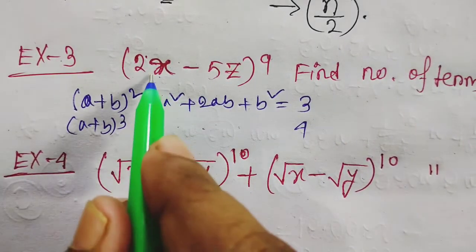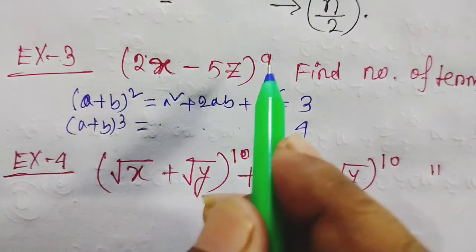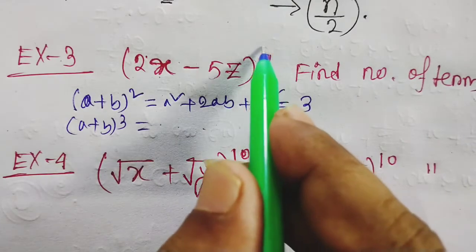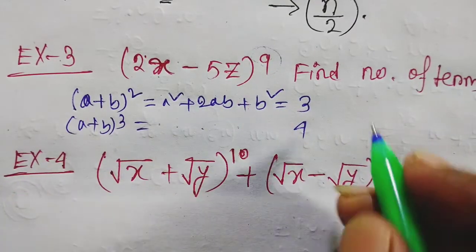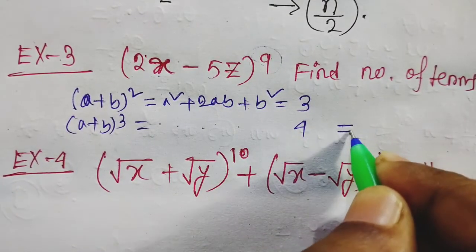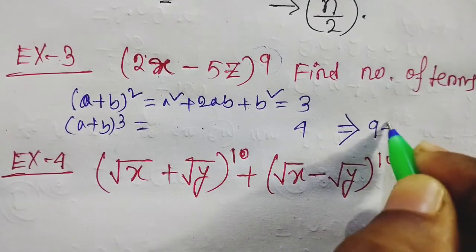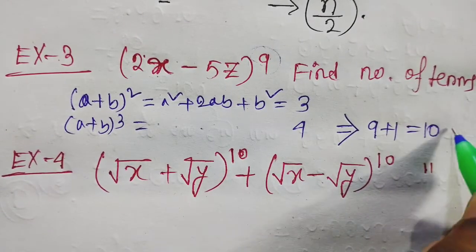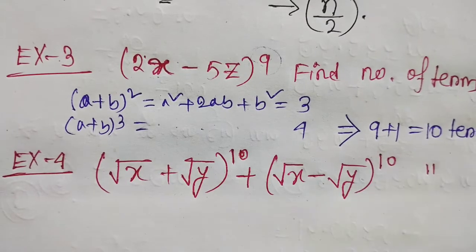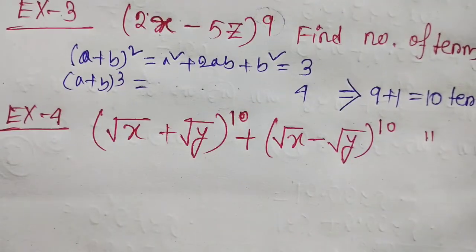So those types of functions have n plus 1 terms. So the value of n here is 9. So here our answer is 9 plus 1. That means 10 terms. Okay. Now try to solve this question.